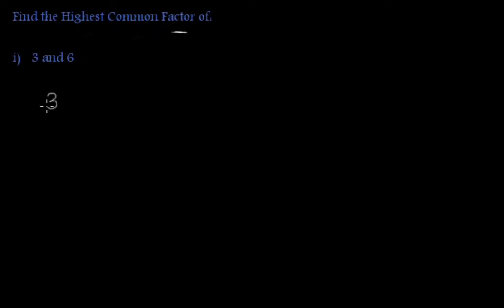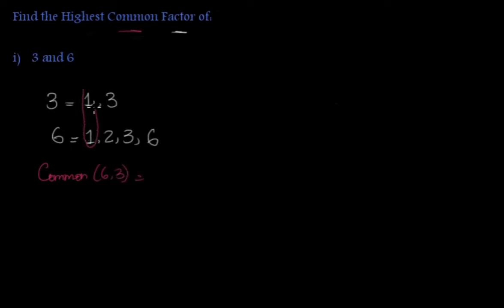The factors of 3 are 1 and itself. And the factors of 6 are 1, 2, 3 and 6. Now we find the common factors between 3 and 6. The common factors of 3 and 6 are 1 and 3. So here we write the common numbers, that is 1 and 3.